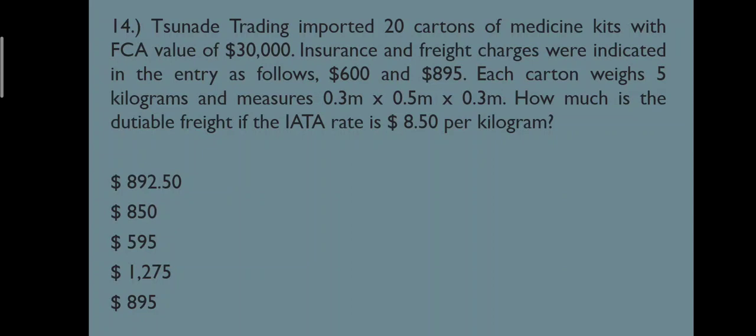Junaid Trading imported 20 cartons of medicine kits with FCA value of $30,000. Insurance and freight charges were indicated in the entry as follows: $600 and $895. Each carton weighs 5 kilograms and measures 0.3 meters by 0.5 meters by 0.3 meters. How much is the dutiable freight if the IATA rate is 8.50 per kilogram?